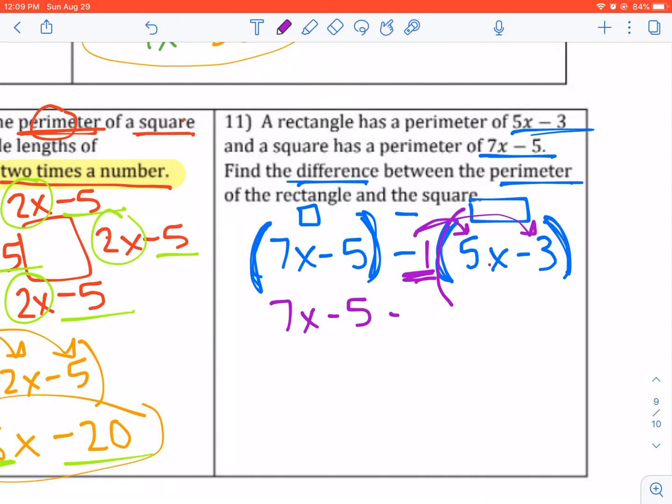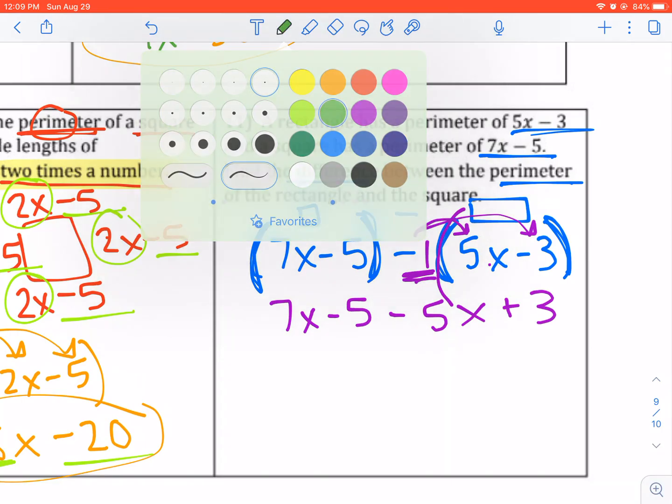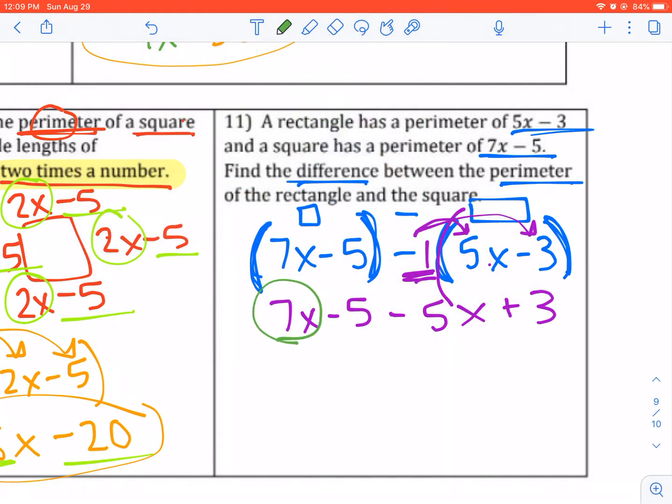-1 times 5x is -5x. -1 times a -3 is a +3. Then we go back through and we combine our like terms. 7x's and then minus 5x. I'm going to stack these so I can see it maybe a little bit more clearly. 7 minus 5 is 2x.